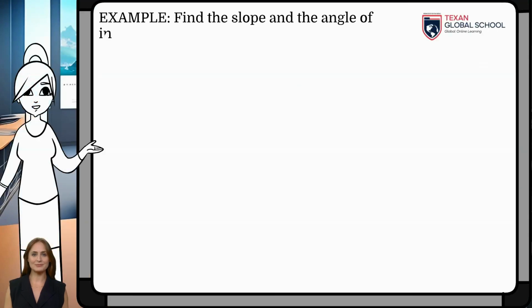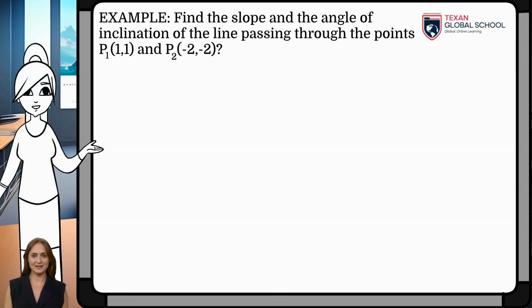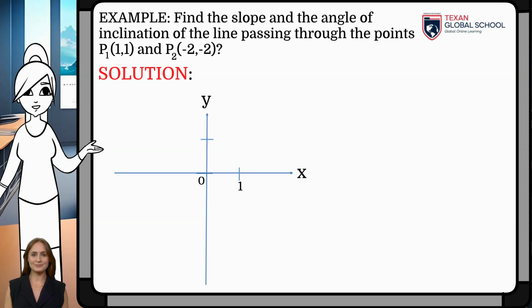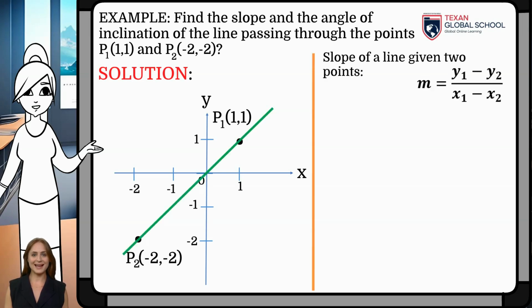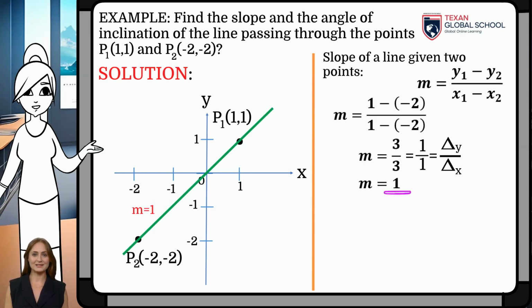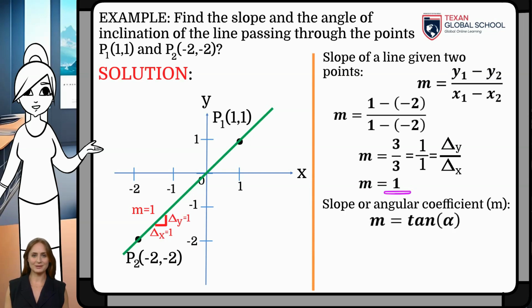Let's see a first example. Find the slope and the angle of inclination of a line that passes through the points (1, 1) and (-2, -2). First, graph the line on the plane. Now, calculate the slope by substituting y1 equals 1 and y2 equals -2, x1 equals 1, x2 equals -2. In this case, the result is a slope of 1. We can see that the delta y is 1 and the delta x is also equal to 1. That is, it advances horizontally by 1 and goes up by 1.